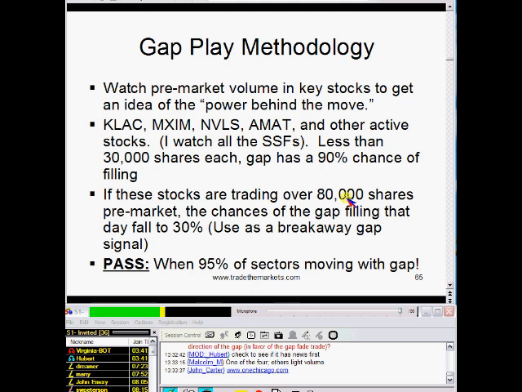Hubert, what do you think? Like, pro gaps happen about 1 out of every 20 gaps? Maybe less than that. Maybe like 1 out of every 30. I don't know. Pro gaps, they do happen. And a pro gap is just when it gaps up and it cruises to new highs and it doesn't fill the gap in that day.